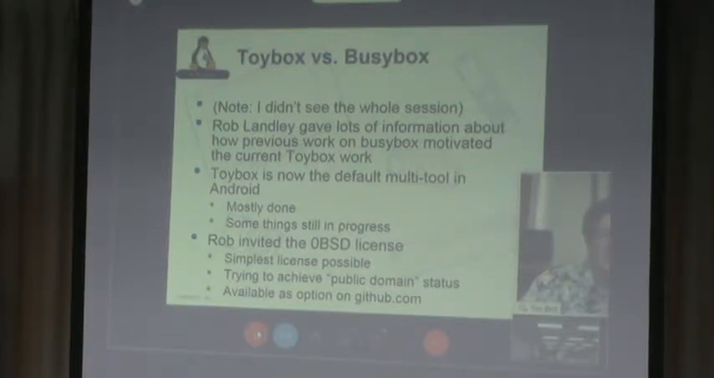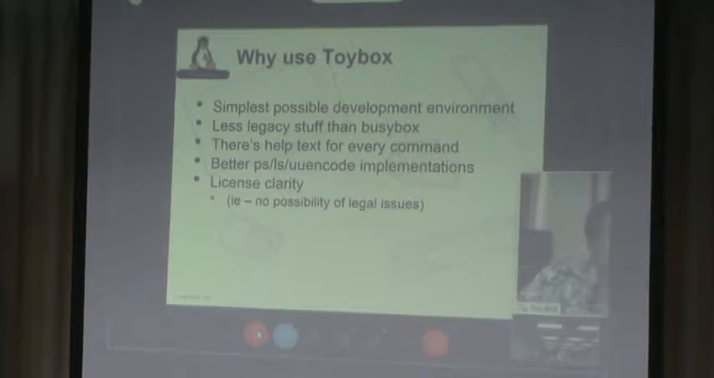If you look at reasons to use Toybox, it's got a very, very simple development environment. It has a lot less legacy stuff than BusyBox. It's a newer project, so there's a lot less crud lying around in it. There's help text for every command. Rob claims that it's got better ps, ls, and uuencode implementations. It's easier to contribute to. But probably the number one reason is the license clarity. Some people are not happy with BusyBox being GPL, and Google was one of them. So they never included BusyBox in Android, but there's no possibility of legal issues using the Toybox code. It's close to public domain.